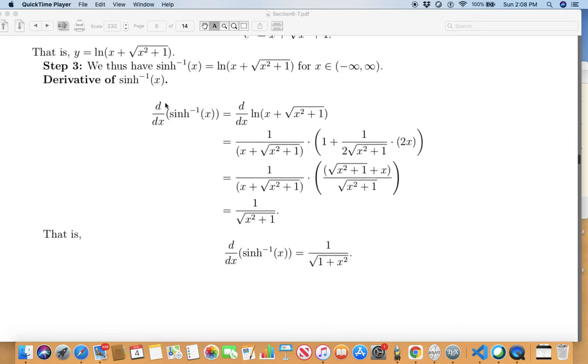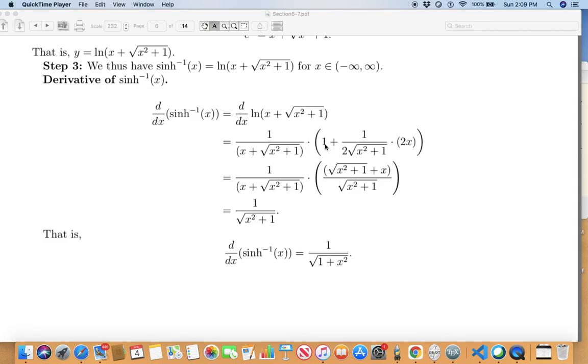Now let's find the derivative of sine hyperbolic inverse function. D by dx of natural log of x plus square root x squared plus 1. Well, you need to use the chain rule. 1 over the argument times the derivative of the argument. So that's a 1 plus. Here again, you require the chain rule. So 1 over 2 square root times the derivative of the argument inside, 2x. So notice that 2 cancels this 2. You need a common denominator here, square root x squared plus 1.